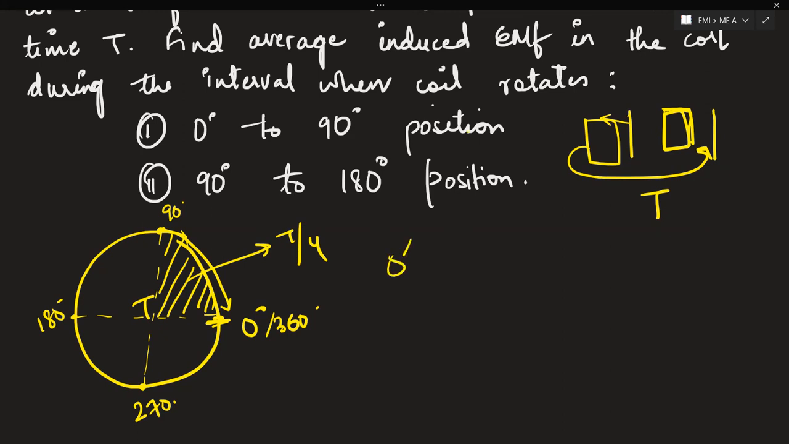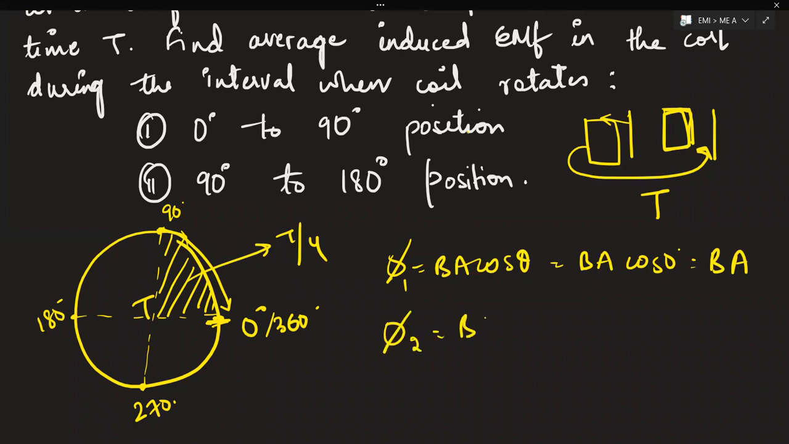Now your flux is what? Flux is BA cos theta. So from 0 degree, initial flux will be BA cos 0. That gives BA only. And final flux is phi 2, which is BA cos 90 degree. Final position is 90, so this becomes 0. So change in flux is what? 0 minus BA, that gives minus BA.